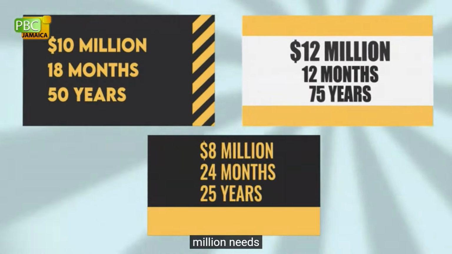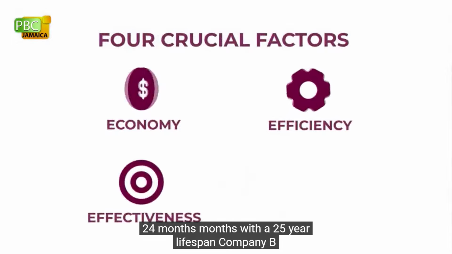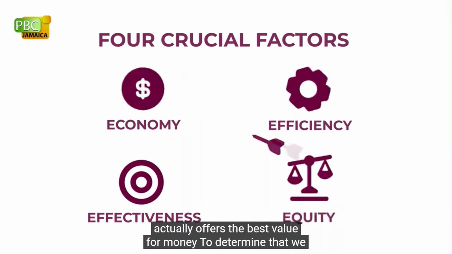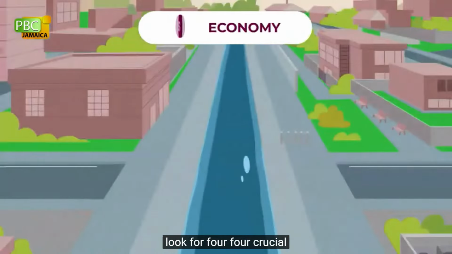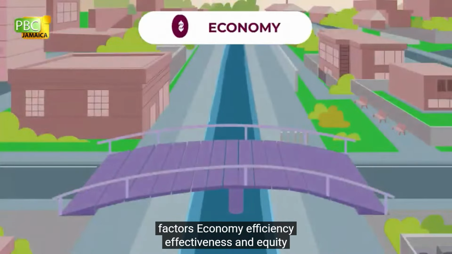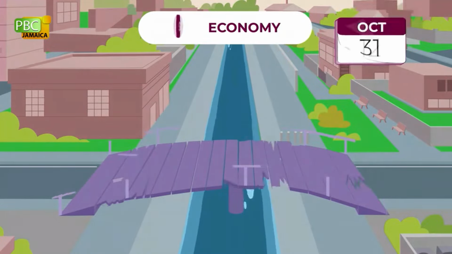To determine that, we look for 4 crucial factors: economy, efficiency, effectiveness, and equity. Let's explore what each means. For economy, we must look beyond the upfront price and consider the full lifetime costs to maintain the bridge. Cheaper options could lead to frequent and expensive repairs.